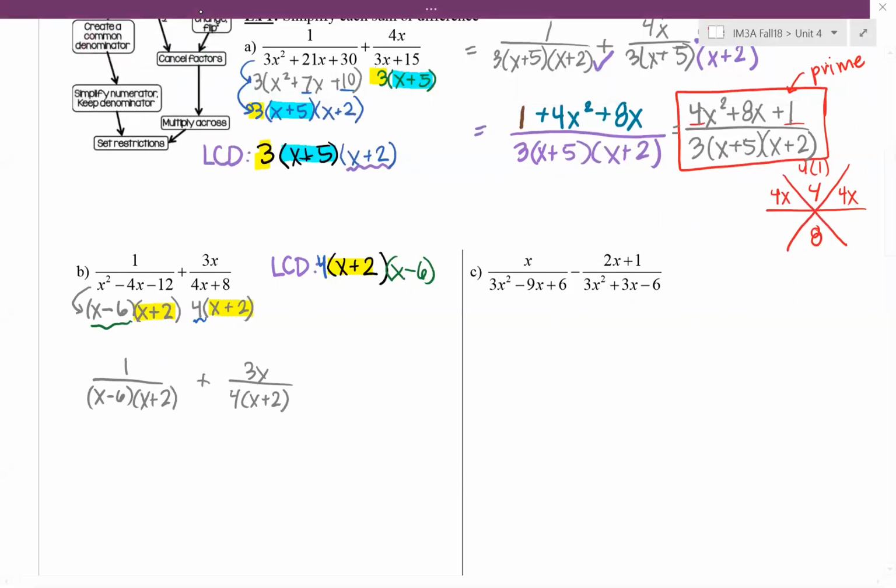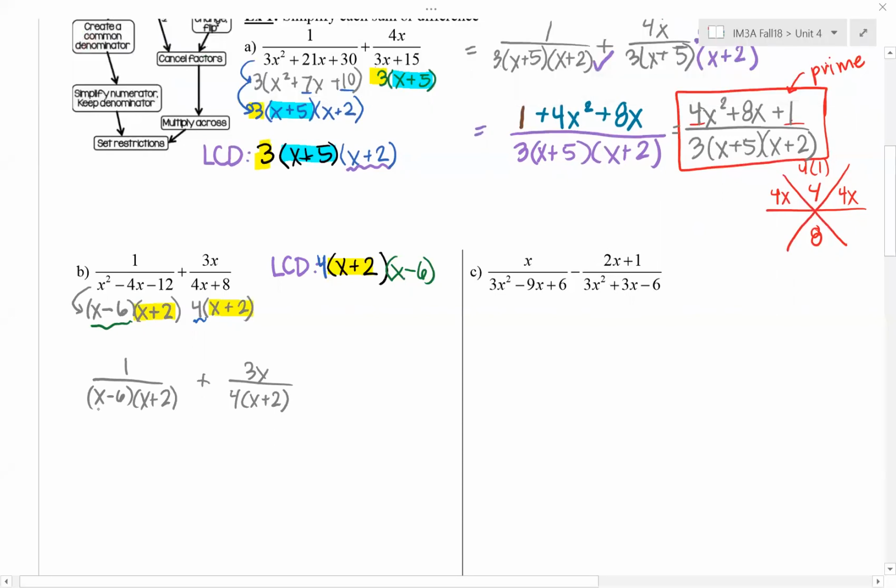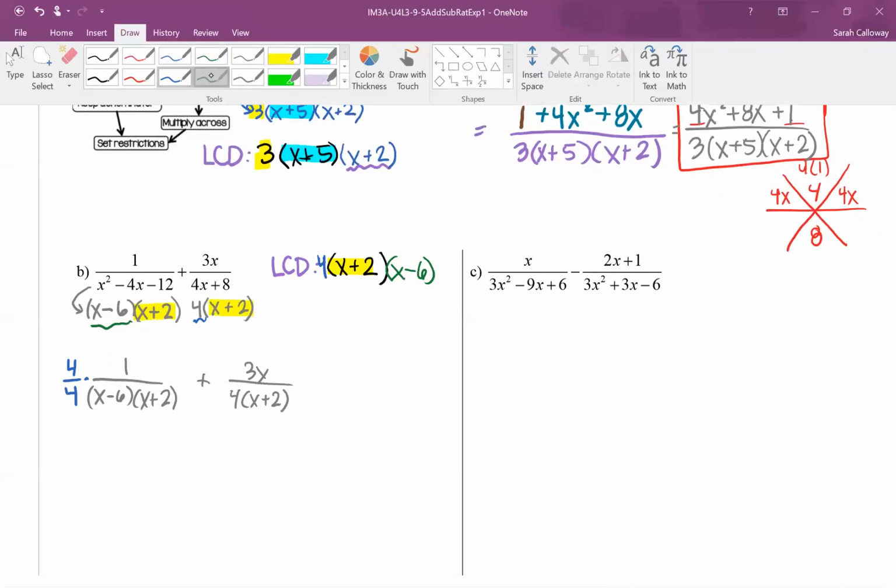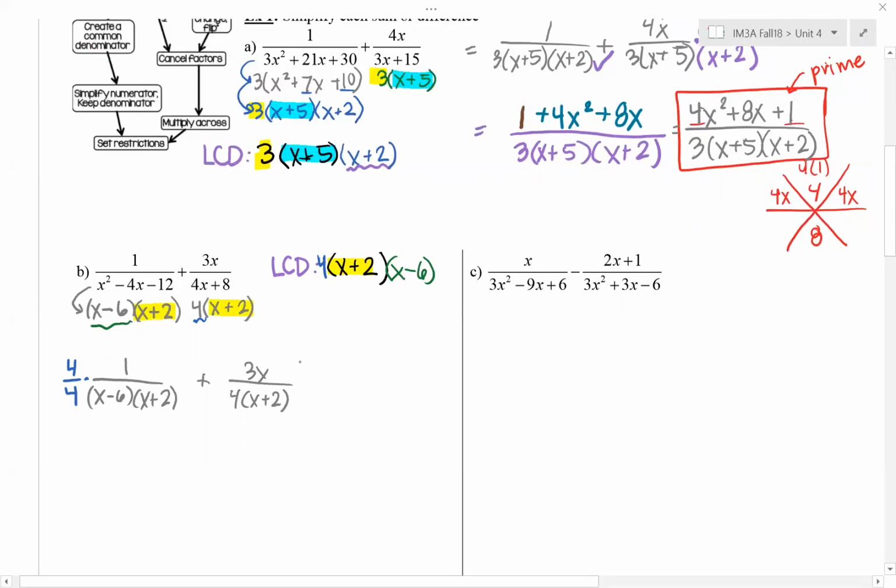So for our first fraction, we're missing the 4. So we need to multiply the whole fraction by 4 over 4. And then for the second fraction, we are missing the x minus 6. So we need to multiply numerator and denominator by x minus 6.